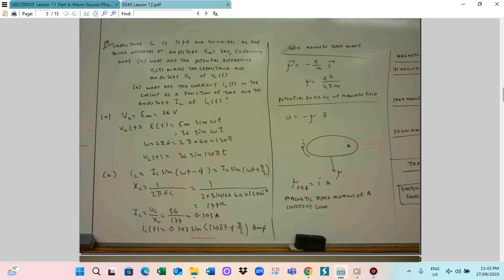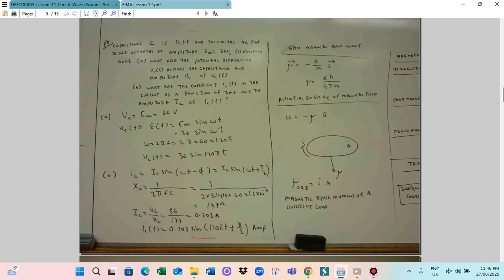So you can write down the equation. VC as a function of time is equal to E as a function of time, which is Em sin(omega t). In this case, Em is 36, so 36 sin(omega t). Omega is given by the frequency 60 Hz: omega equals 2 pi f, so 2 pi into 60 gives 120 pi. Therefore VC(t) is equal to 36 sin(120 pi t). This is the equation for the voltage for this problem.